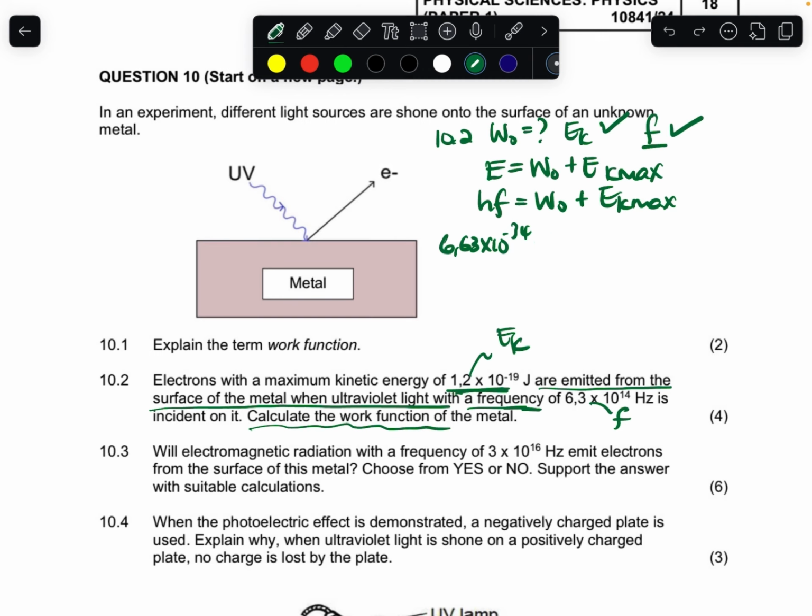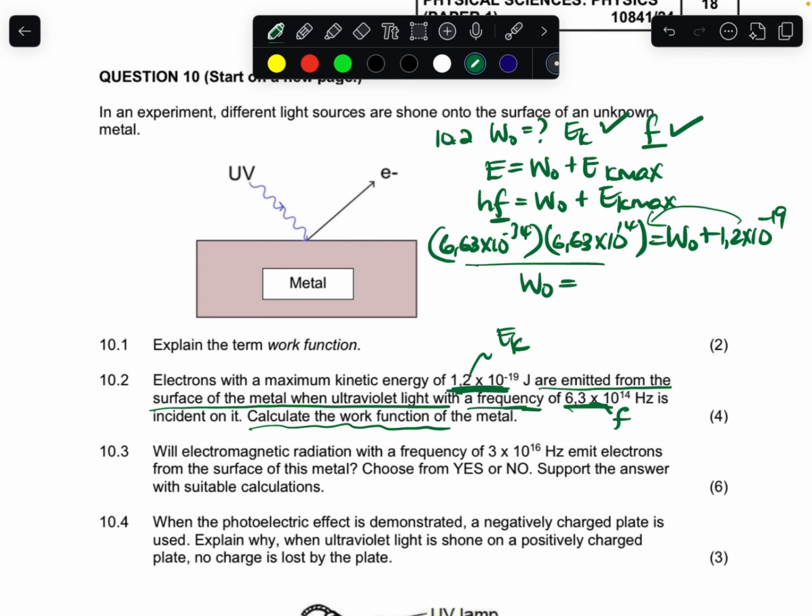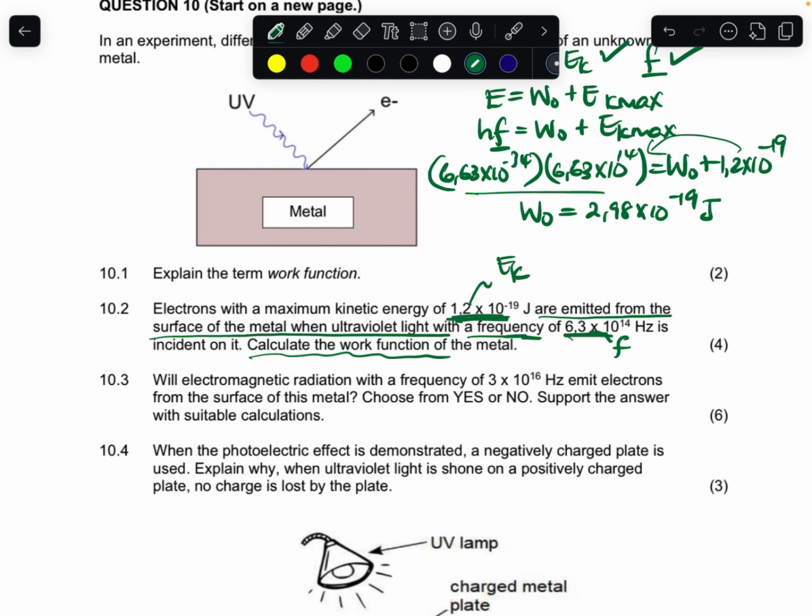So we multiply, let me use the bracket, we multiply by the frequency, which is going to be 6.63 times 10 to the power 14. This is the frequency, and it is equal to the work function, the one that we want, plus the kinetic energy, 1.2 times 10 to the power negative 19. And then we do the math. We take this to this side after multiplying, and then we have the work function, that is 2.98 times 10 to the power negative 19 joules. That's the work function. We are done with that question.